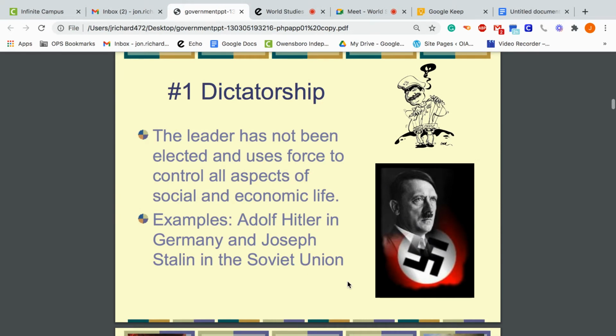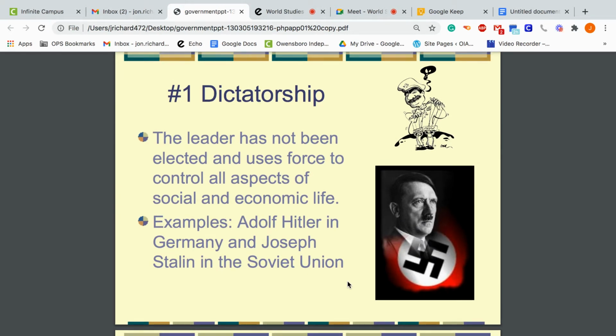So the first one is a dictatorship, okay? This is where the leader is not elected to power. Force is used to control social and economic life, okay? So the people do not get a choice. Under number 1, dictatorship, B, use of force to control social and economic life, okay?